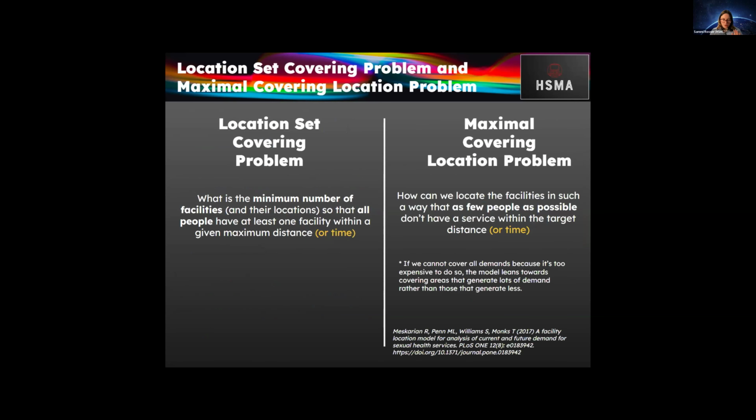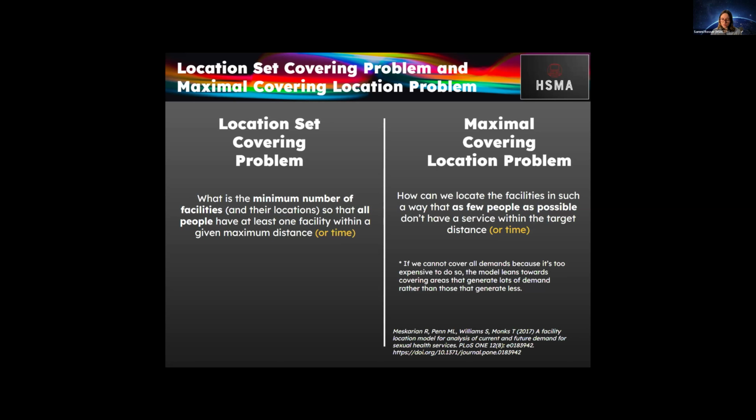So as I say, we've also got the location set covering problem and the maximum location problem. We won't go through these now, but going back over these, you've had a little bit of time to look at the weighted problem. Location set is what's the minimum number of facilities and where should they go so that everyone has at least one facility within a given maximum distance or time. The maximal covering location problem, how can we locate the facilities in such a way that as few people as possible do have a service within target distance or time. Sorry, there was a typo on that slide.